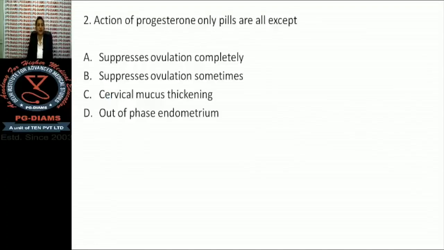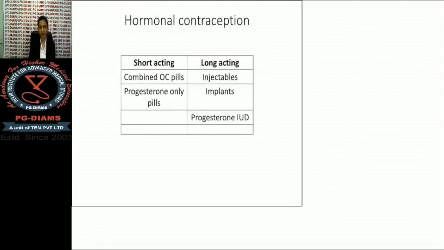Now coming to another important question: action of progesterone only pills are all except. Now you have multiple hormonal contraceptives. You have oral, injectable and even in the form of intrauterine devices. All of them contain either estrogen plus progesterone or progesterone alone. So the mechanisms of all of them are not completely similar. They're somewhat similar, but they differ according to the doses and the contents they have. So you have to know what each of these hormonal contraceptives contain, how much they contain, and what's the mechanism of action.